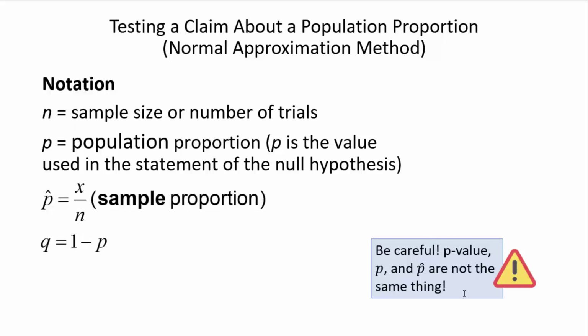I have a little note down here on the bottom right: p-value, and then this italicized p and p hat are not the same thing. So look closely at your symbols. P-value has to do with the probability that something is more extreme than alpha, or more extreme than is acceptable. p is the population proportion, and p hat is the sample proportion.